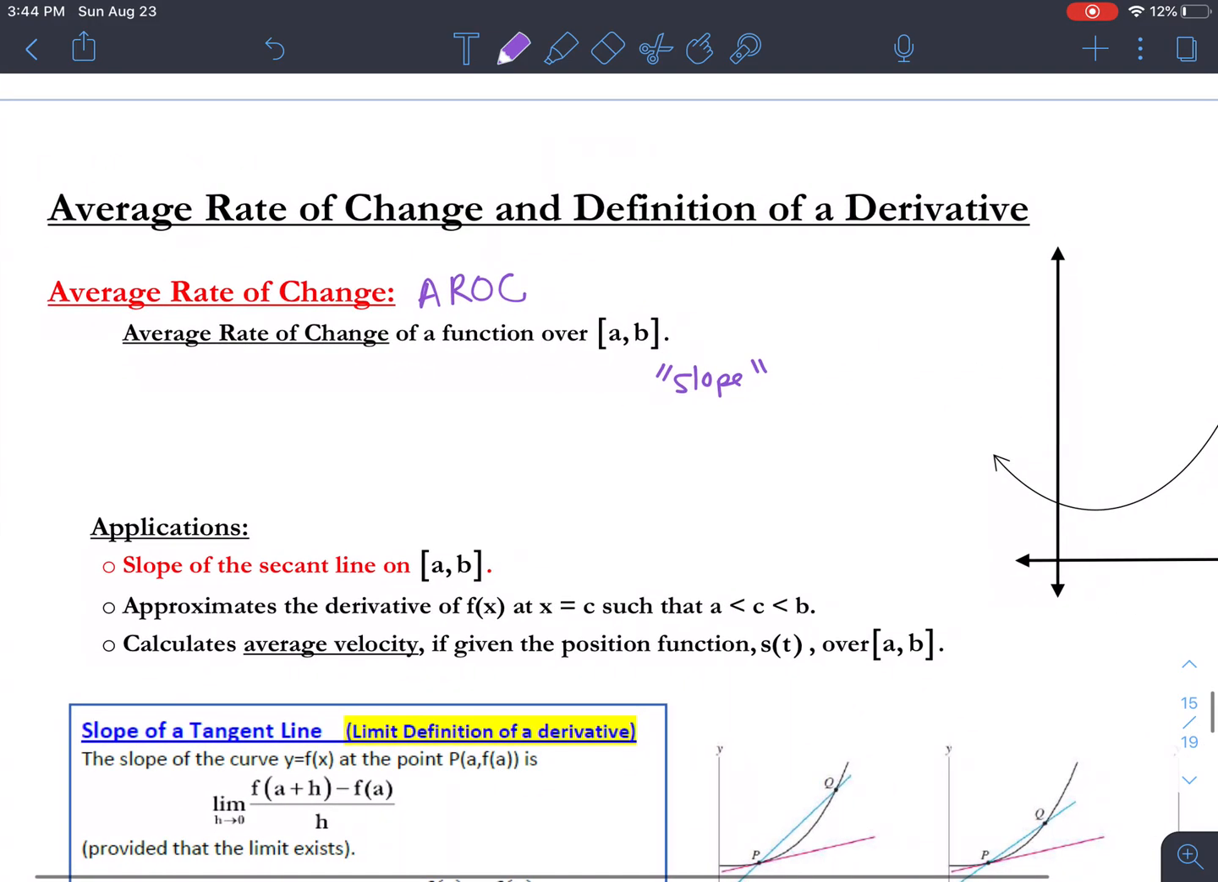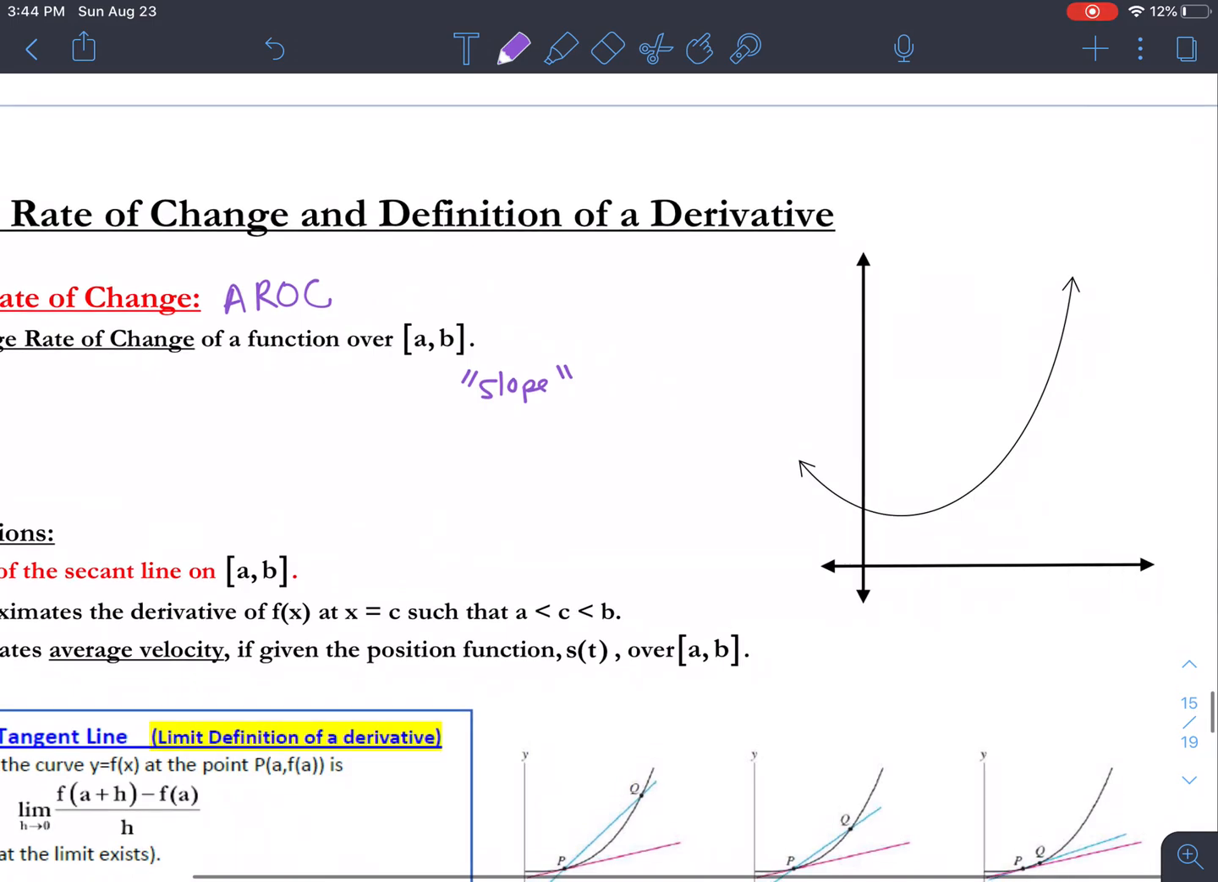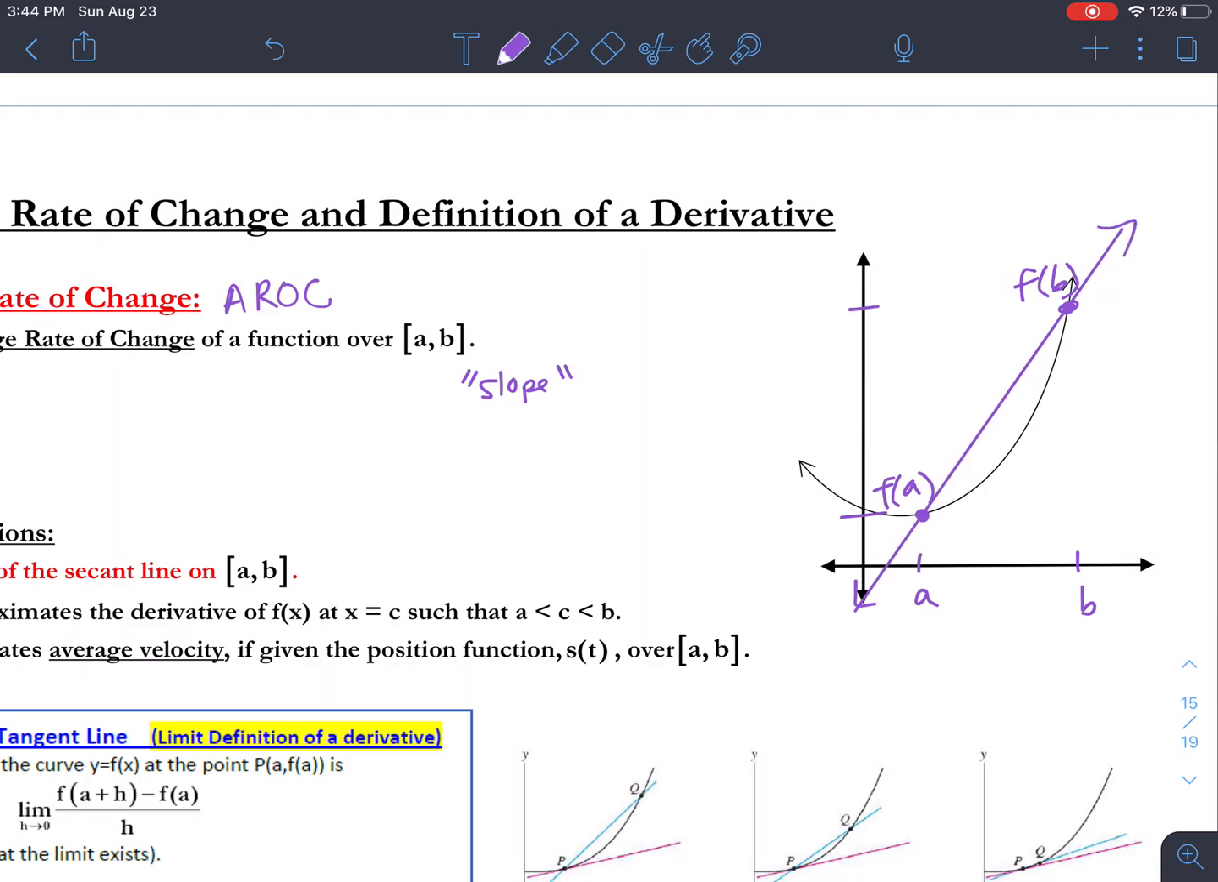Okay, so let's say we have points A and B. So that would give us f of A, some value here, and then f of B, some value right here. Okay, so if we were given a graph like this, and I asked you to find the average rate of change, here's really what we're looking for. We're going to be looking at the slope of the line that connects these 2 points. This is also called a secant line.